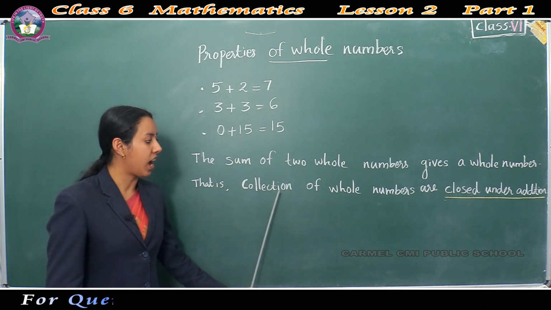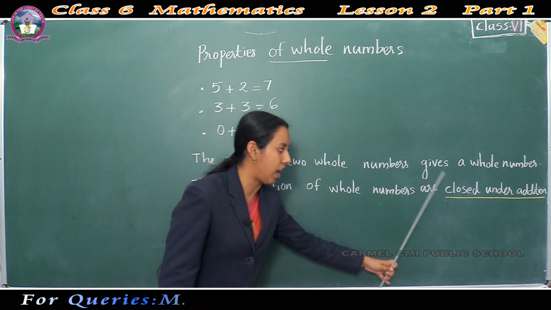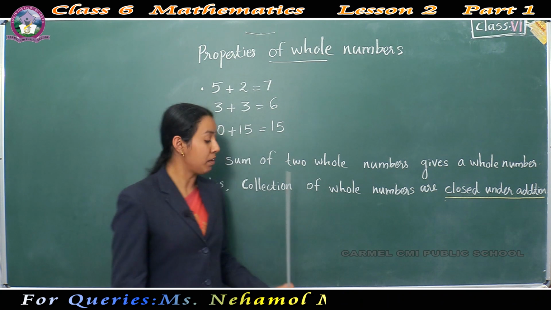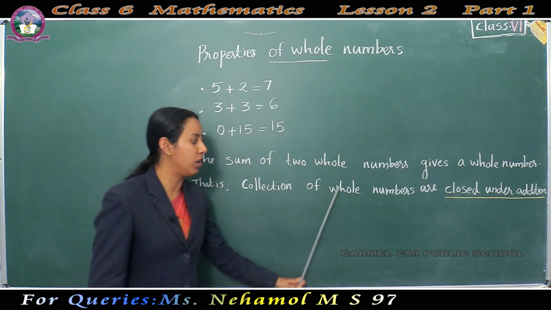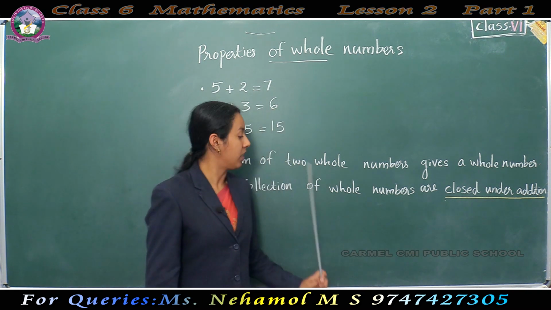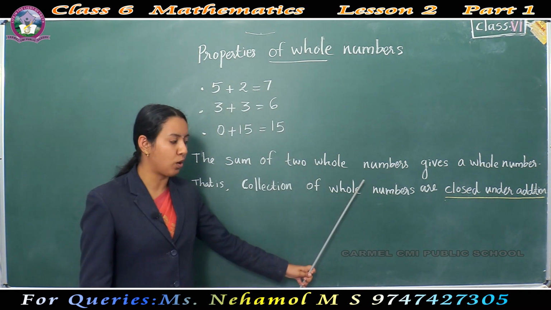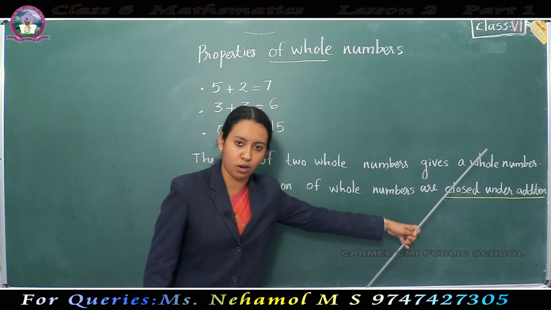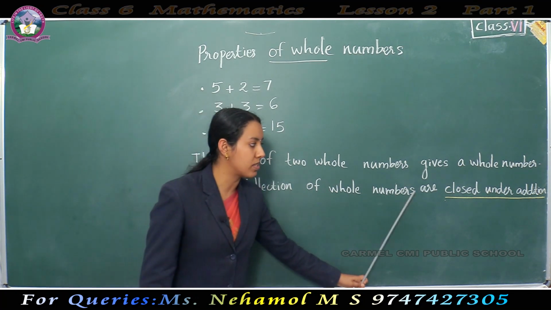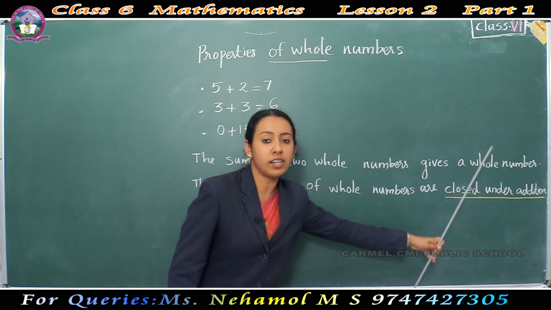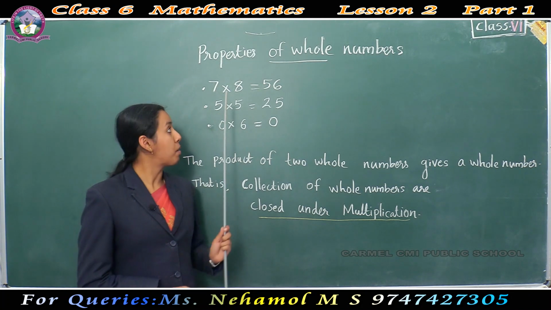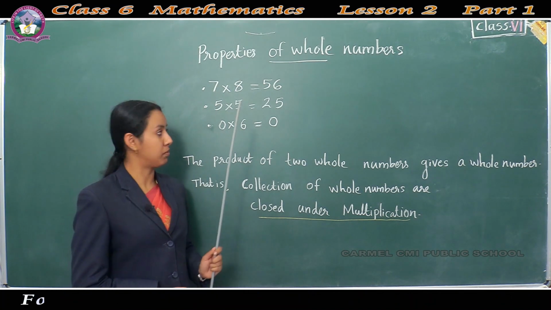That is, the collection of whole numbers is closed under addition. Since the sum of 2 whole numbers gives a whole number, we say the collection of whole numbers is closed under addition. Now let us consider the multiplication of whole numbers.